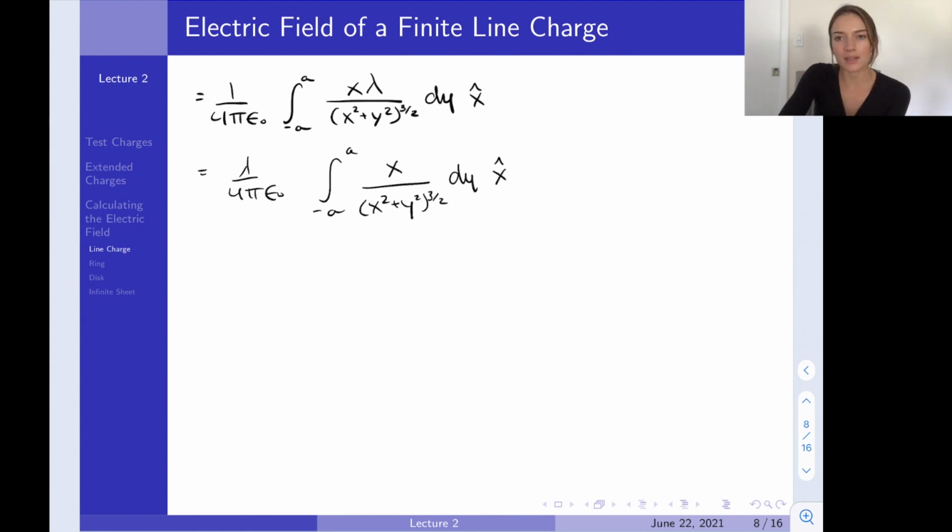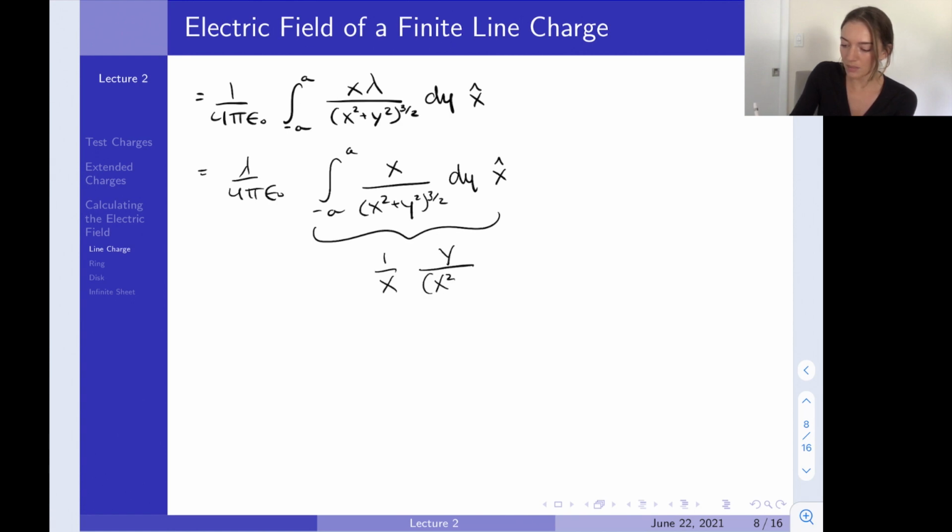Now this is not an integral that I would expect you to do on an exam. I think you need a trig substitution to do this one by hand, and I don't need you guys to do a trig substitution. So if I gave you something like this on the exam, I would just give you the integral. Integrals of this form, where it's x over x squared plus y squared to the 3/2, with respect to dy, this is just equal to 1 over x, y over the square root of x squared plus y squared, evaluated at the endpoints.